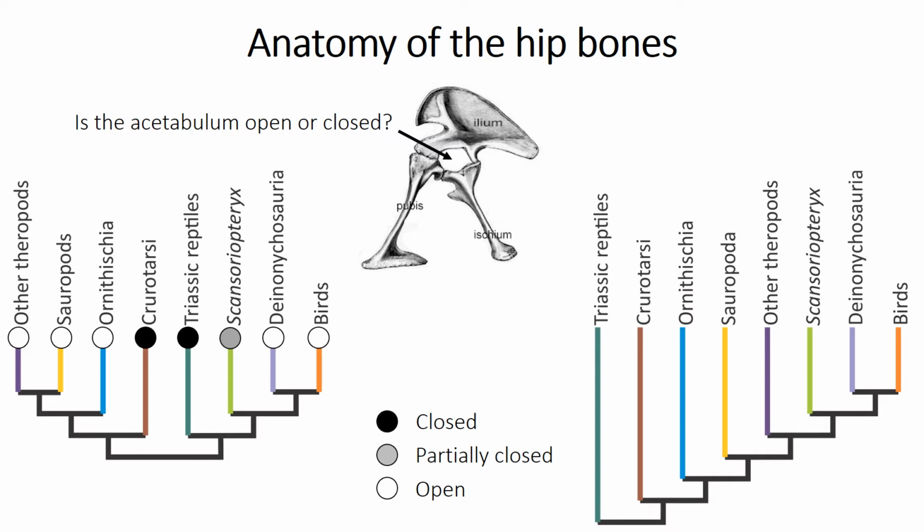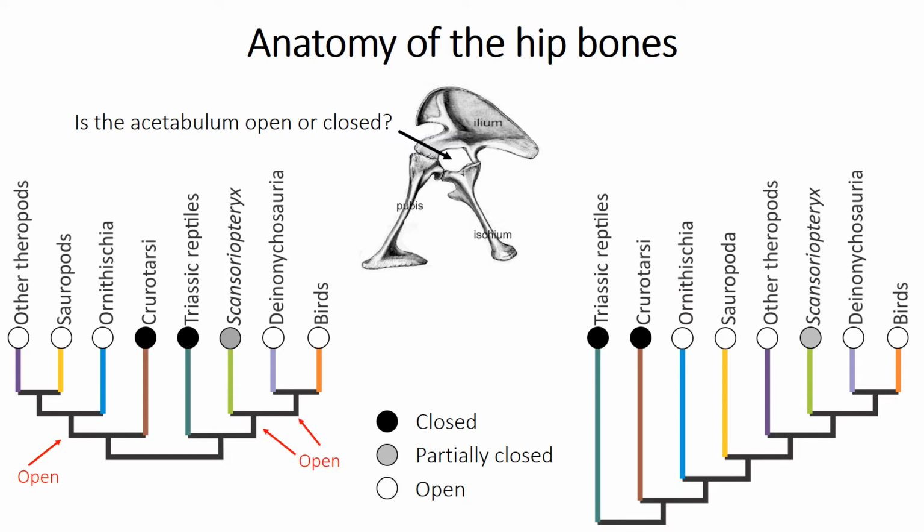Crocodylians and Triassic reptiles have a closed one, and it's partially closed in Scansoriopteryx. So let's add this to the other phylogeny as well. Now we can look at how this feature might have changed during evolution. If we look at the phylogeny on the left, there was perhaps a shift from a closed to an open state here, sort of after Crotarsi diverged from this lineage, but before dinosaurs.